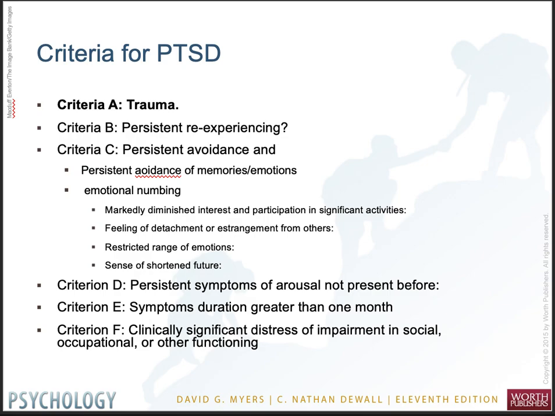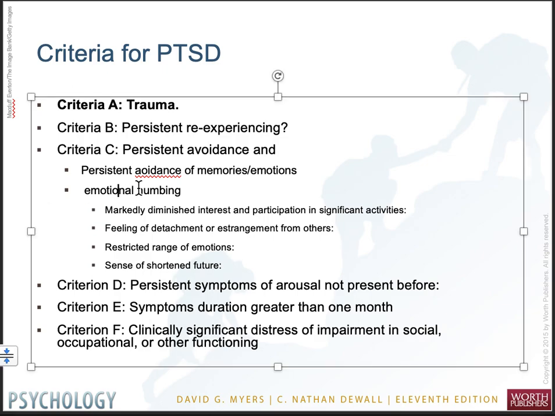Criterion C, and there are two elements to this. So persistent avoidance, and emotional numbing. So is Batman engaging in persistent avoidance and emotional numbing in order to make himself feel better from that traumatic event? So persistent avoidance of memories and emotions, that kind of speaks for itself.